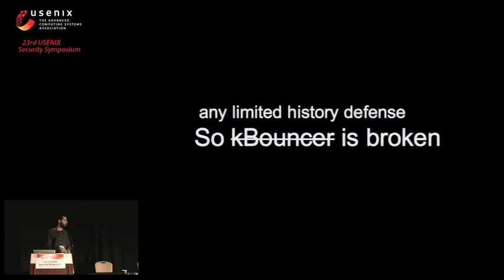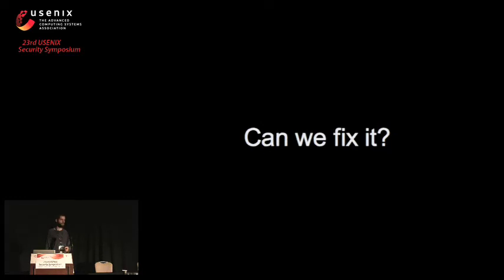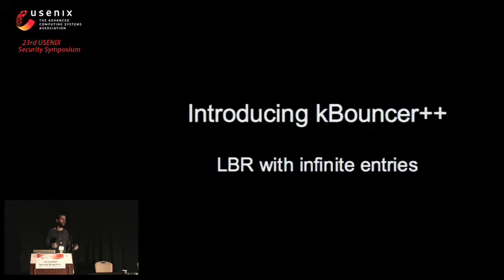And more than that, it really breaks any limited history defense. Anything that relies only on a limited amount of history can be broken in this way. But the question here is, can we fix it? Is there something little we can do to make kBouncer a lot stronger? Also, the obvious defense is going to say, okay, I'll give you an LBR with an infinite number of entries, so you can no longer flush the history.